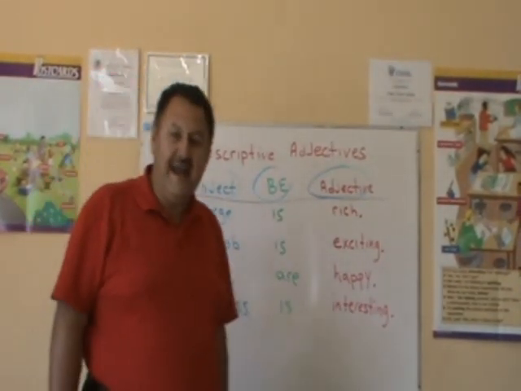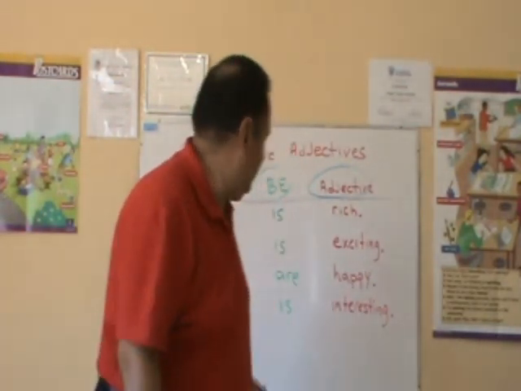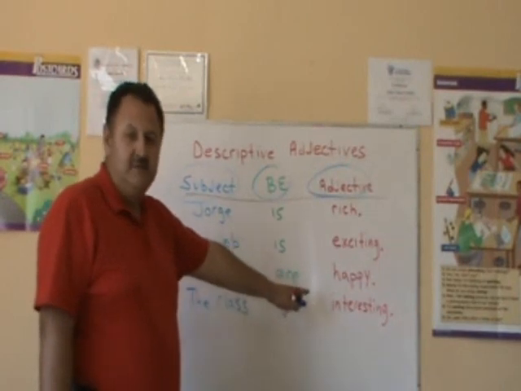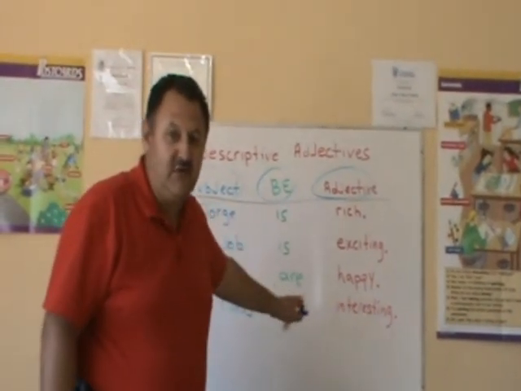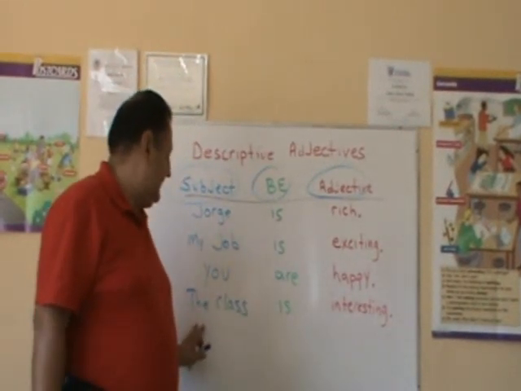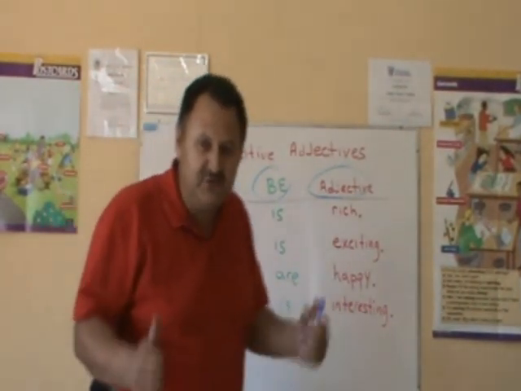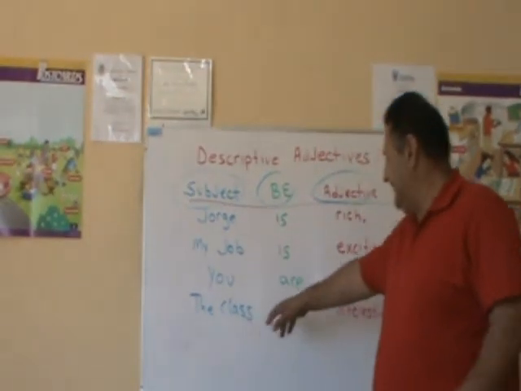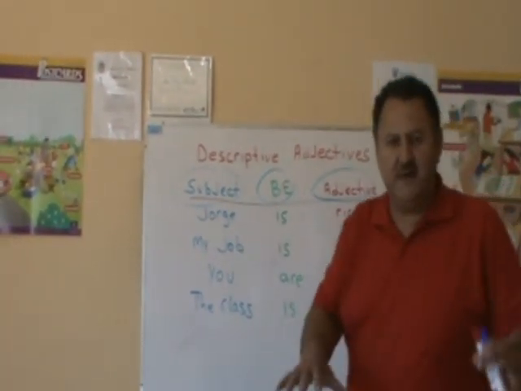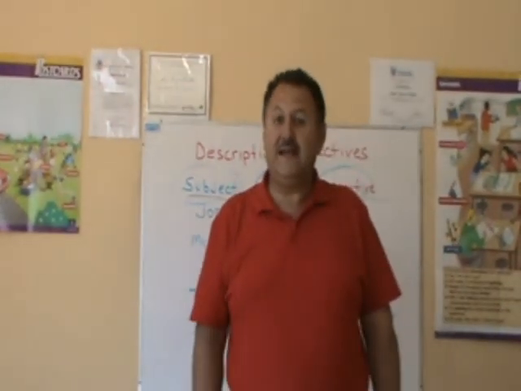You are happy. You're happy, right? Okay, you're happy. So, happy is the word that describes your condition or state. The class is interesting. Yes, the class is interesting. So, interesting describes the condition of the class.